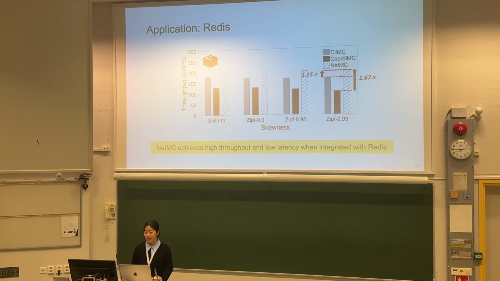We also evaluate the performance with Redis to demonstrate that NetMC can work with real-world applications. Redis is a widely adopted in-memory key value store for many production services. In these Redis experiments, NetMC again performs best across all distributions. NetMC outperforms ClientMC by an average of 15% and CoordMC by 67% in throughput.